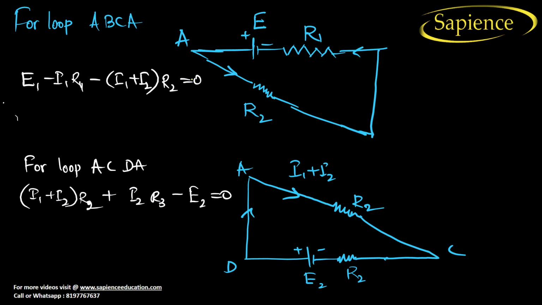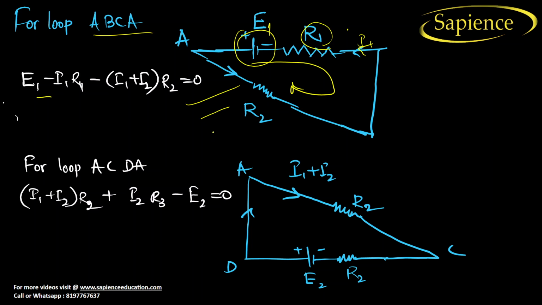See here, for a loop ABC, when we go in this direction, from positive to negative, this is your E1, and the current is coming in this direction, and this is your R1, and the current is your I1. So same thing, whatever I have got, same thing, you have to use this.